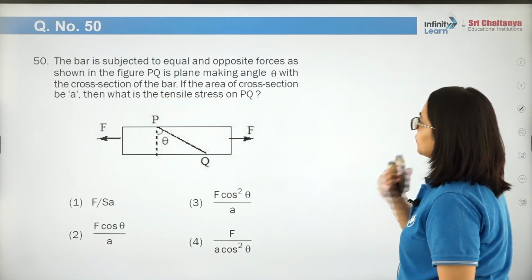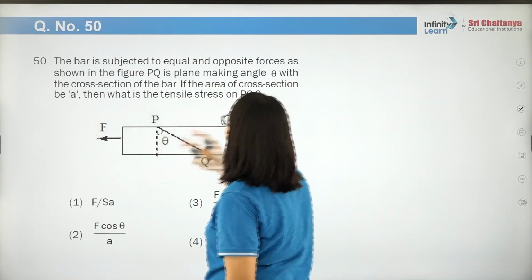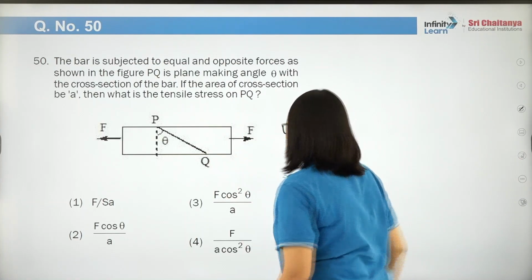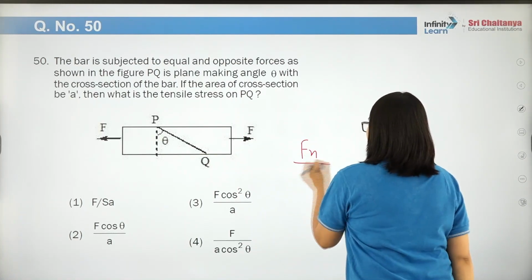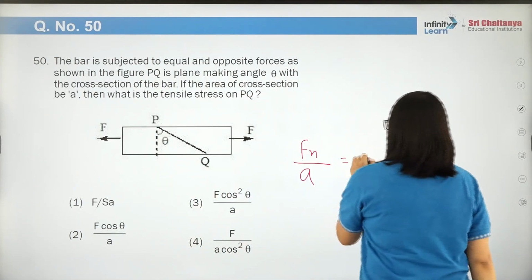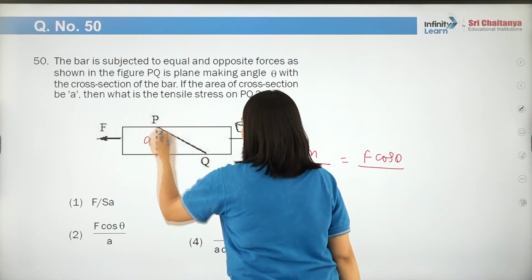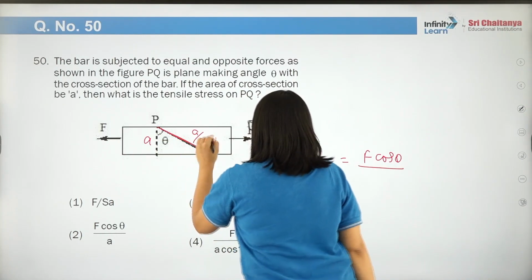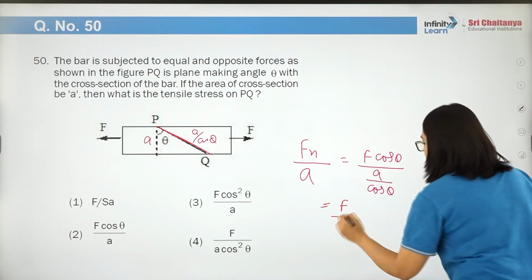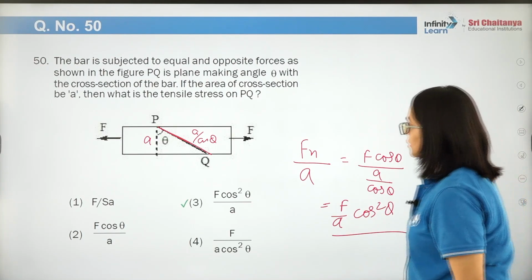Next is question number 50. We have a bar subjected to equal and opposite forces as shown in the figure. We need to find the tensile stress on PQ. Tensile stress is normal force divided by area. Over here the normal force will be F cos theta, divided by area. This area is A, so this area will be A upon cos theta. So this is F upon A cos square theta. So the correct answer is option 3.